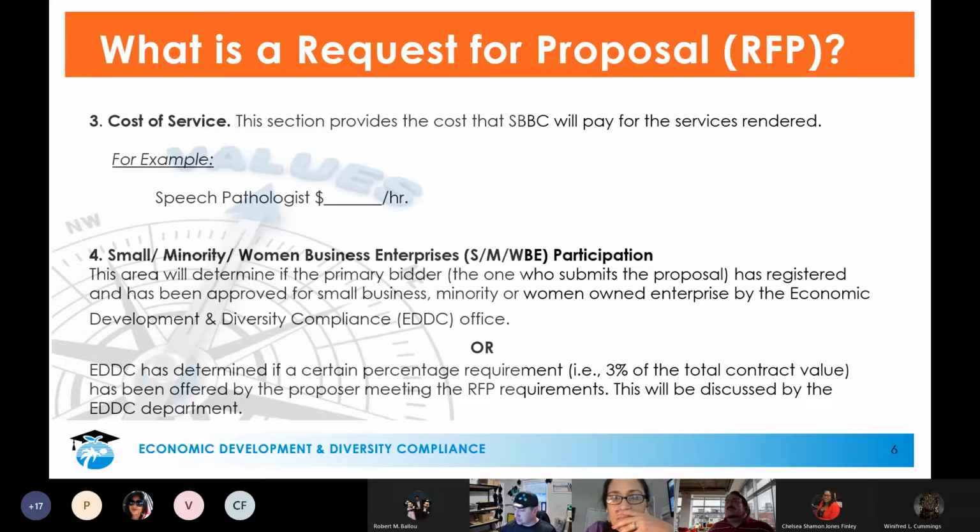For a speech pathologist, it will basically be what is the cost per hour, or for an audiologist, what is the cost per hour. So we'll move on to, usually in the RFP, your cost is compared with other proposers. And what I mean by compared is, who offered the lowest cost for that would get the maximum points.